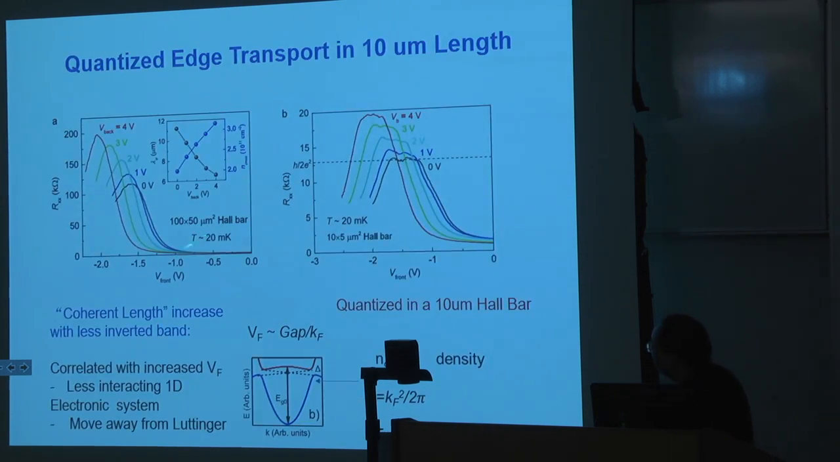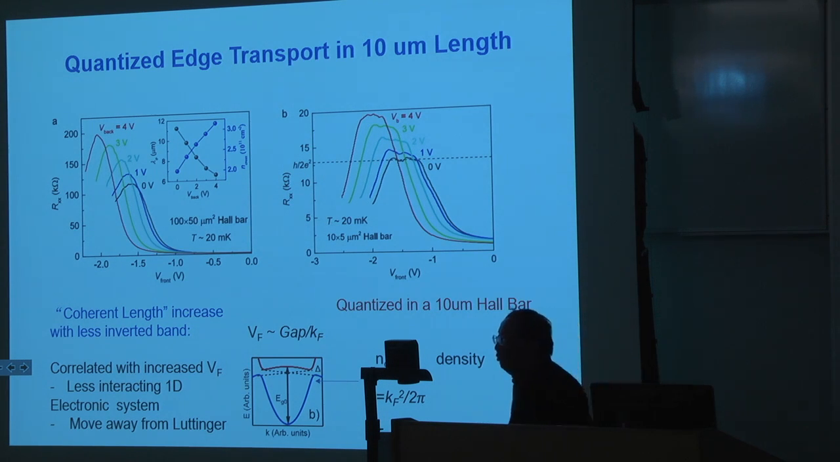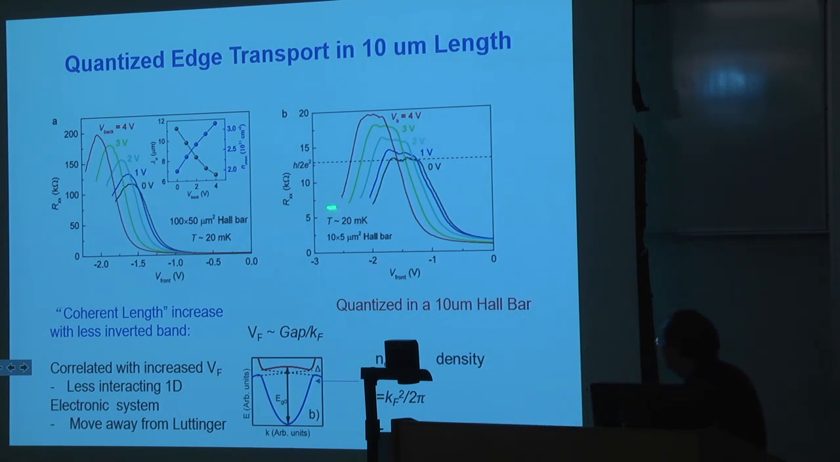Okay, then we look at the edge state. The edge state actually has a higher velocity now. Because this slope is enhanced, the edge state should behave more and more like non-interacting. So indeed, we can find that we can have really long samples. In this case, compared to the microscopic length, at 10 micron we can still get quantization. Okay. Previously, at 10 micron, you could get non-quantized.